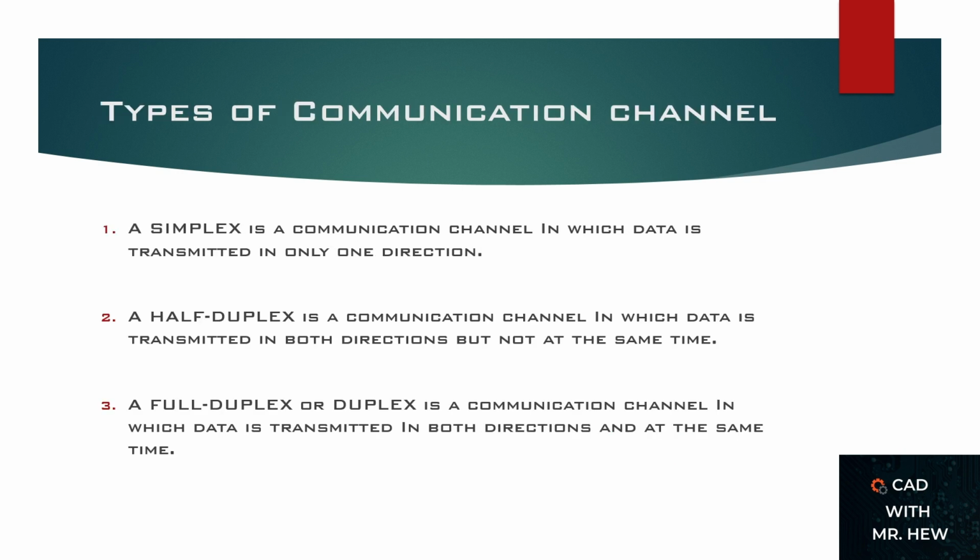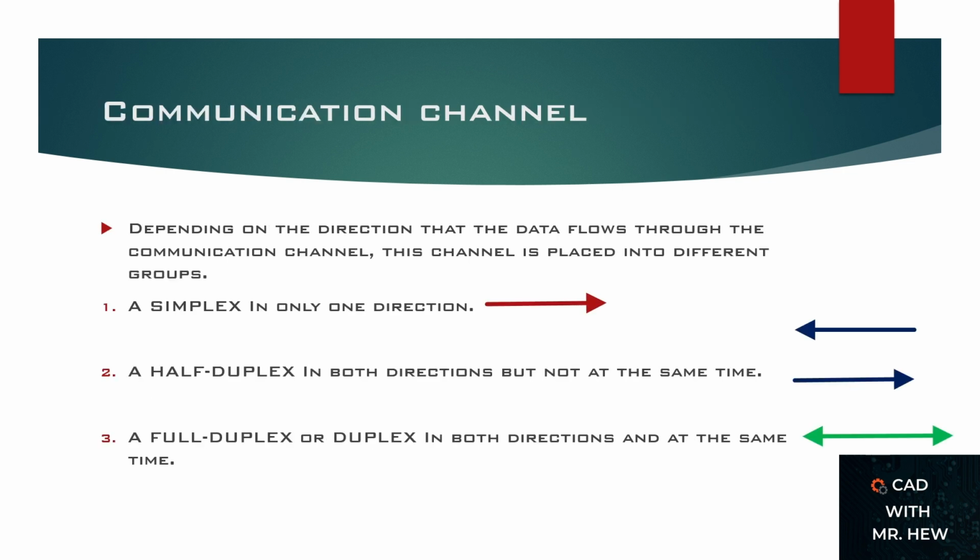Types of communication channel. We have the simplex. A simplex is a communication channel in which data is transmitted in only one direction. A half duplex is a communication channel in which data is transmitted in both directions but not at the same time. A full duplex or duplex is a communication channel in which data is transmitted in both directions at the same time.